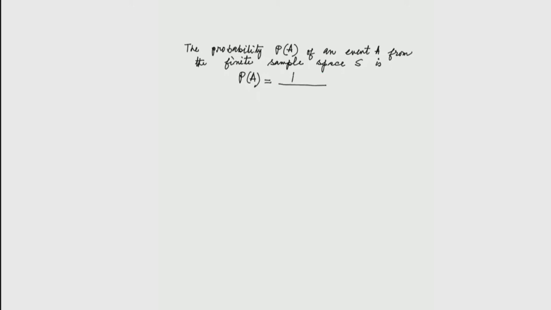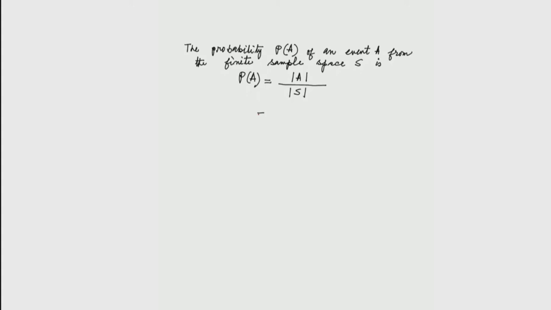The probability P of A of an event A from the finite sample space S is given by the ratio between the cardinality of A and the cardinality of S.